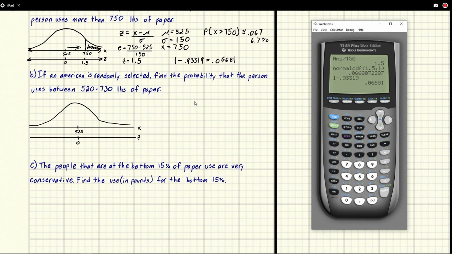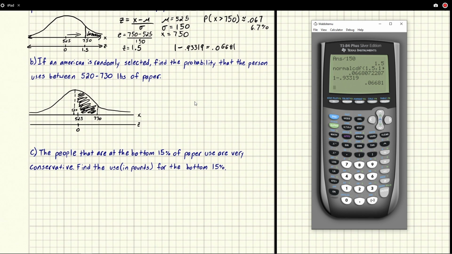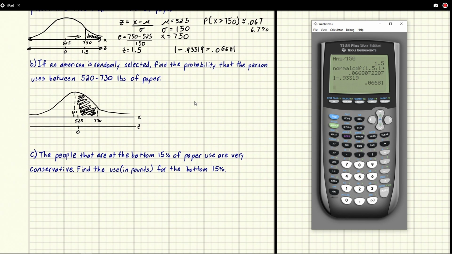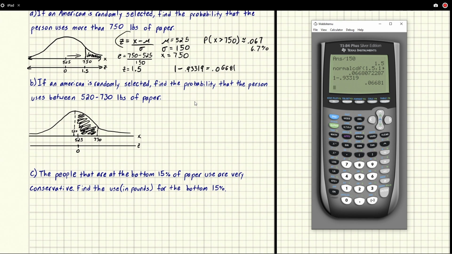They want in between 520, which I'm just going to pin right here-ish. There's 520, and we'll put a line here. And 730, somewhere up here. 730, I'll put a line there. And they want in between, so all the stuff that's in between these two. So, okay, this should not be too bad. Now, we need to convert both these x values to z-scores, and we're going to use our z-score formula here.